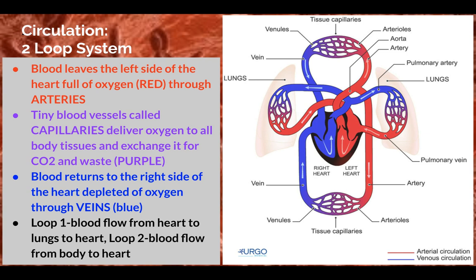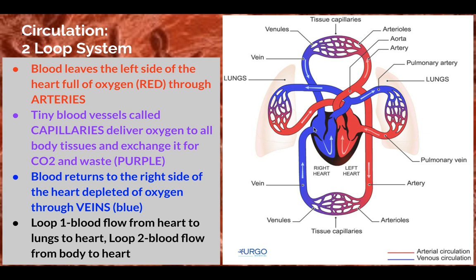Okay, now the blood continues to flow, and as the oxygen is depleted, it needs to make its way back to the heart. And so we call veins blood vessels that return blood to the heart. So venules are just smaller veins. Okay, we have veins that come from the upper body, we have veins that come from the lower body.